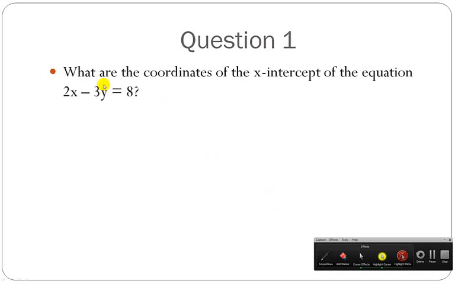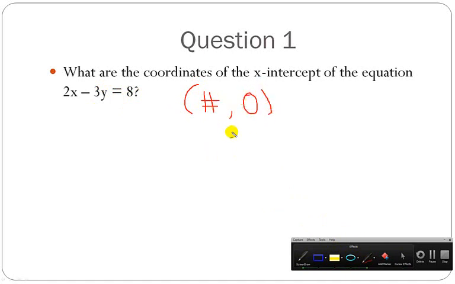So some of you guys might remember that the x-intercept is at the point where x is some number and y is 0. So to solve this equation, all we do is plug in 0 for y and we'll find our x-intercept. So I'm going to rewrite this: 2x minus 3y, which I'm plugging in 0, equals 8.